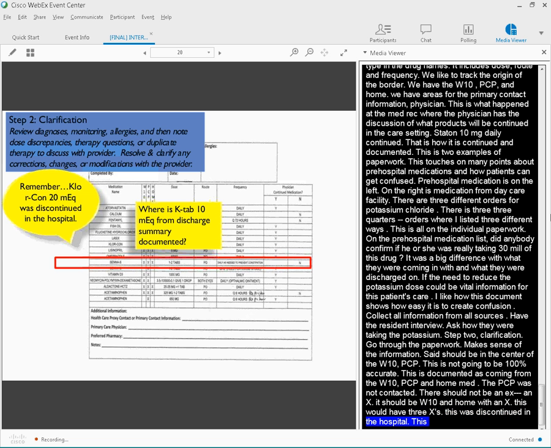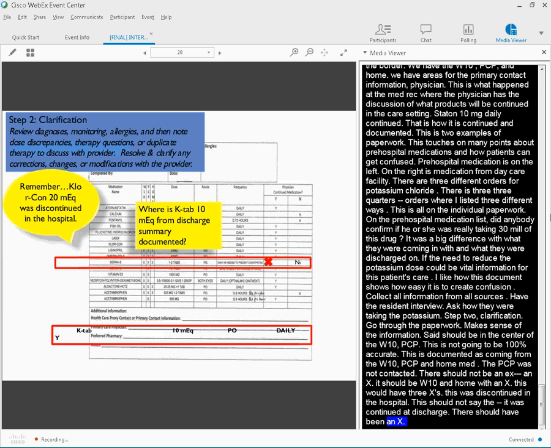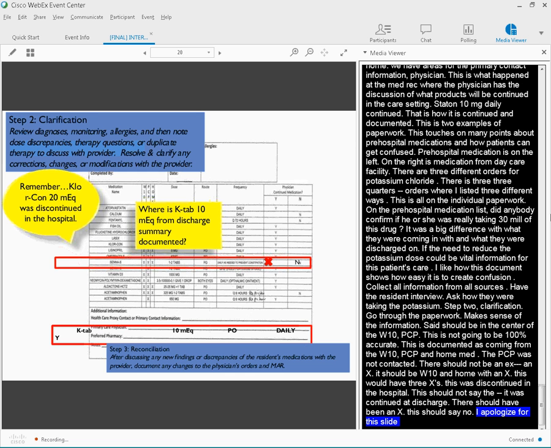The K-Dur 10 is what was continued at discharge. And so basically there should have been an X over the K-Dur 20, and that should say no, and all of these are going to be in the wrong spot. And so basically K-Tab 10 should have been at the bottom. So I do apologize for the quality of this particular slide. And thankfully we can move forward from this.